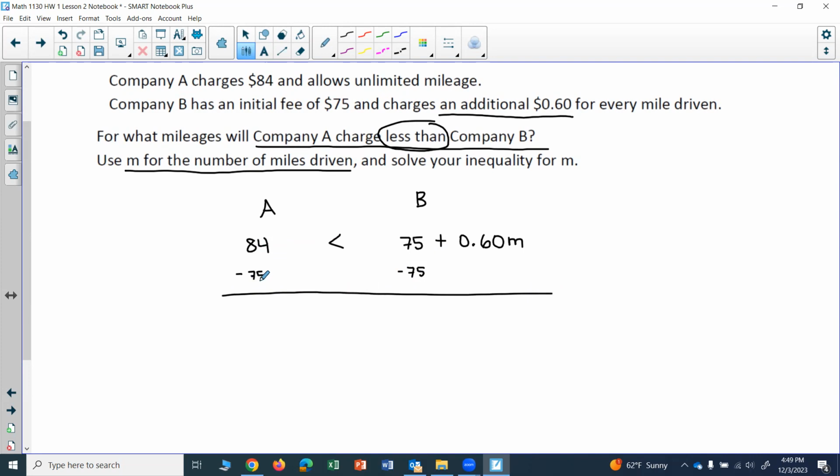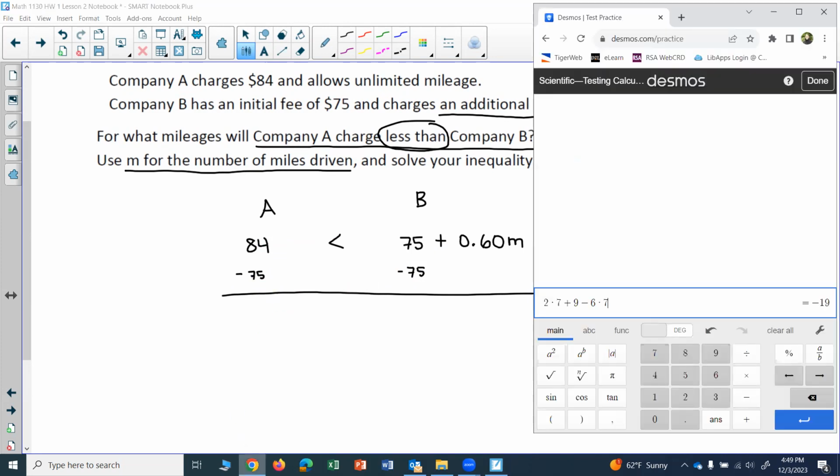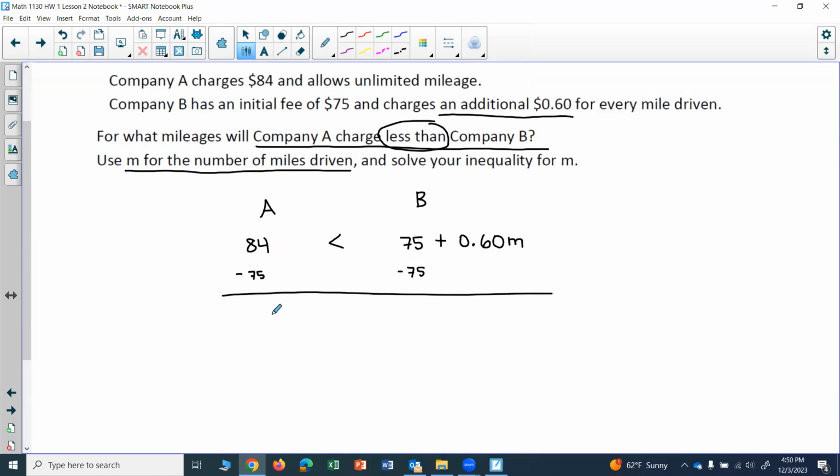84 minus 75 would give me a negative 9. If you need to check that, you can pull up your calculator and put in 84 minus 75. Oh, I'm sorry, that would be a positive 9. I don't know why I said negative. So I have 9 is less than, here 75 minus 75 canceled, so I just have 9 is less than 0.60 M.